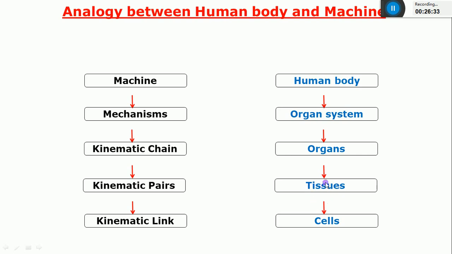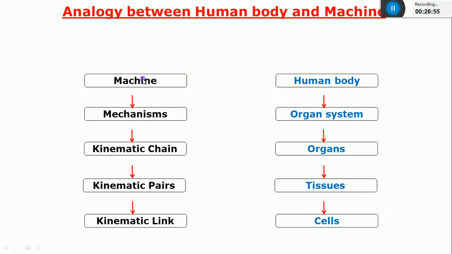Again, these tissues contain cells. The basic unit of the human body is the cell. When there is a group of cells, you can call it a tissue. When there is a group of tissues, you can call it an organ. When there is a group of organs, you can call it an organ system. When there is a group of organ systems, completely you can name it as a human body.